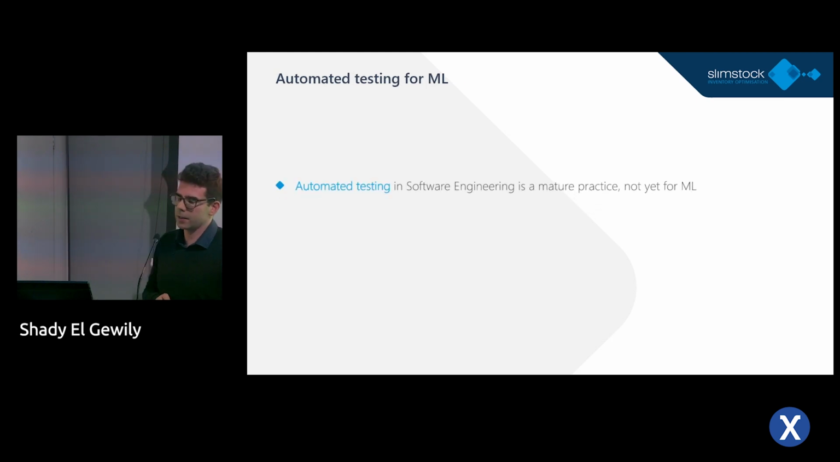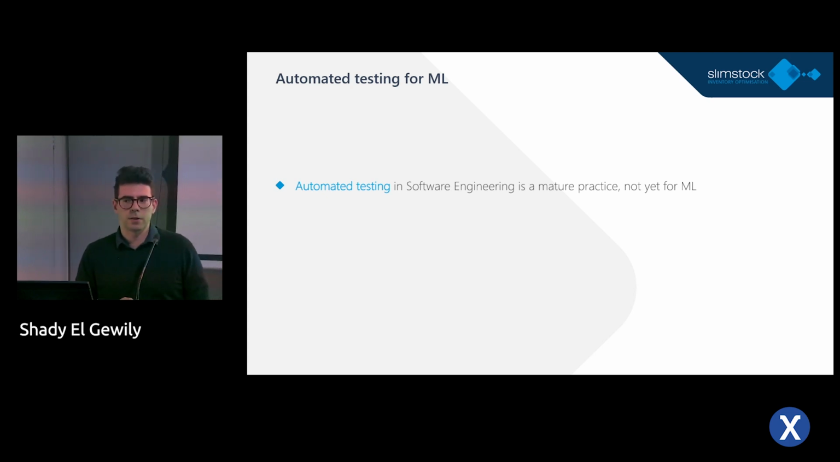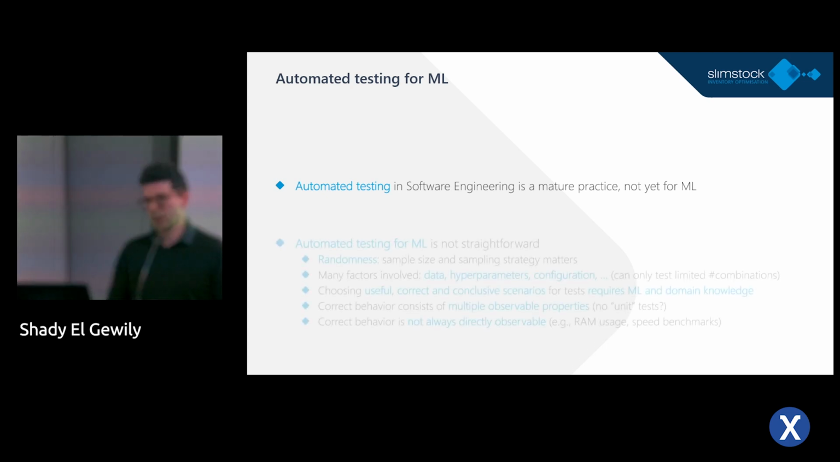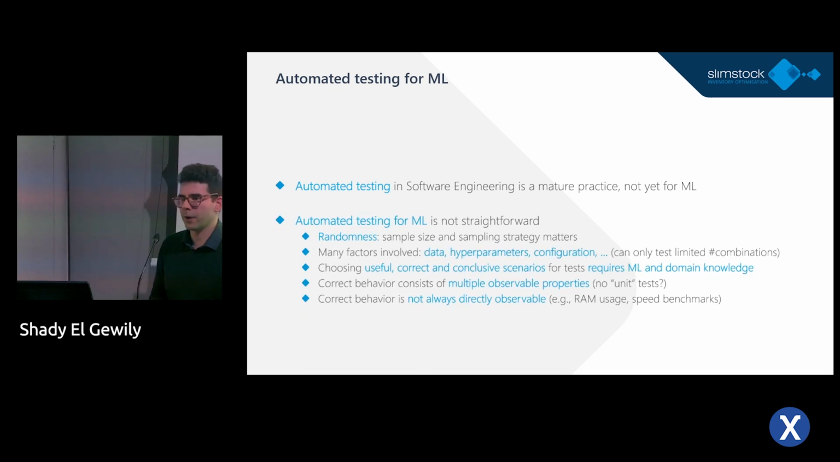So yeah, the final challenge that we had is automated testing. In software engineering, this is a mature practice, but for machine learning, it's not necessarily as mature, because you have to deal with many more factors. You're dealing with randomness, so maybe you need to choose your sample size wisely. If you're creating a test that tests some cross-validation behavior, for example, you need to choose your sample wisely so that the results actually test what you are intending to test. But there are also many other factors involved, such as data or the hyperparameter configuration. So choosing useful and conclusive scenarios is not always easy.